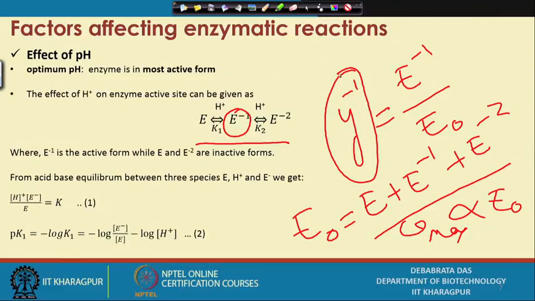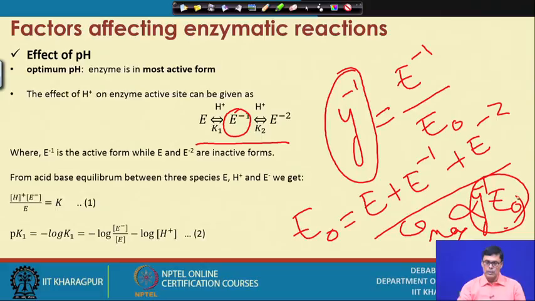So now the Vmax I can write is equal to y minus 1 into E0, which is the enzyme that will be proportional to the Vmax. This is how we can express how the hydrogen ion can affect the enzymatic activity.